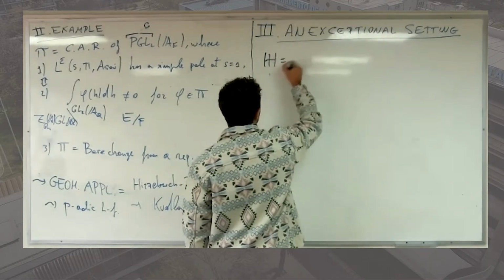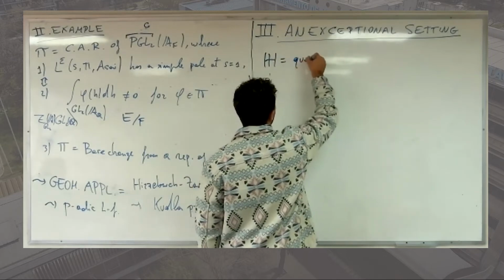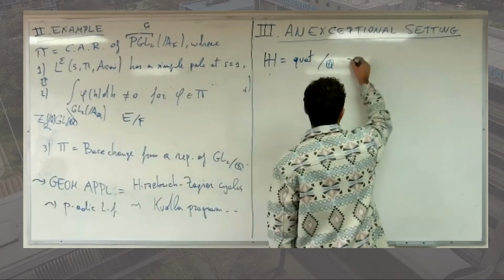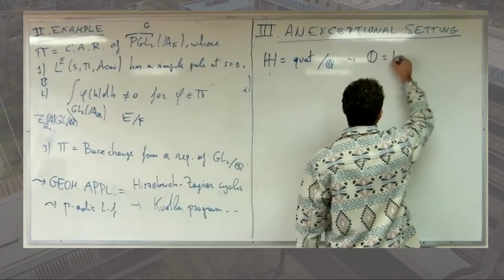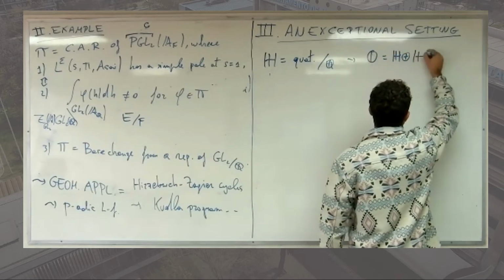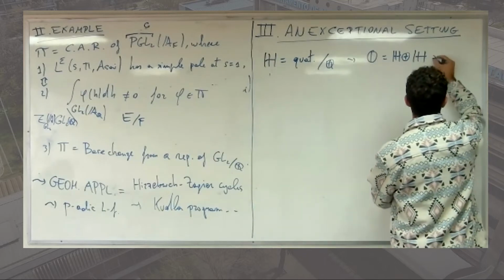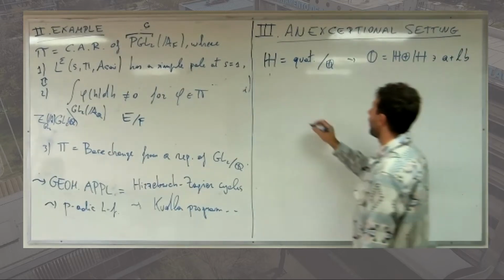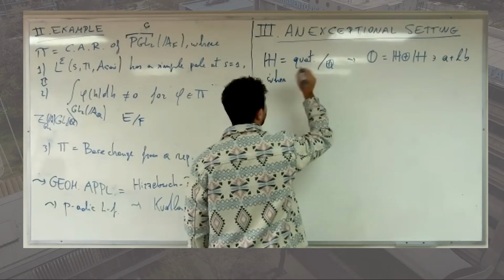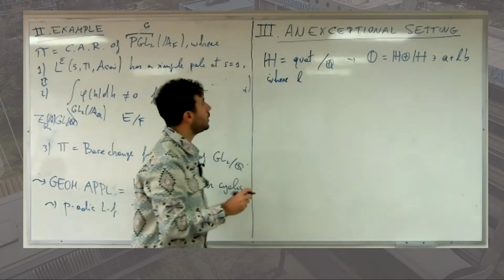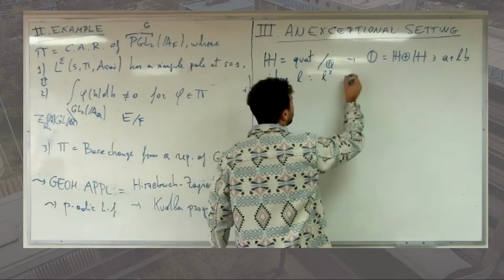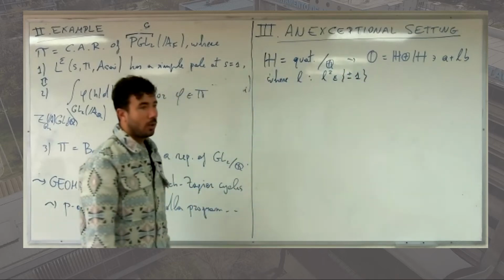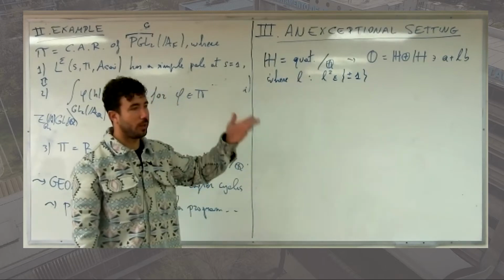If you take H to be the algebra of quaternions over Q, one can consider the direct sum that we'll call O, H plus H, where the elements will be denoted by a plus lb, where l is an imaginary unit such that l squared belongs to plus or minus 1. One can make sense of a product over O, which is not going to be associative.